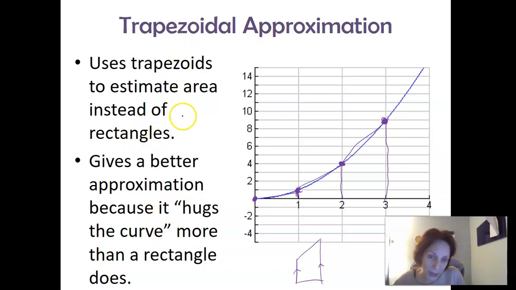Notice here, if I filled it up with trapezoids, this idea of extra space and space being left out really shrinks down quite a bit when you are just connecting one endpoint to the next endpoint of an interval. And you can imagine that if you made your trapezoids even smaller, it would hug the curve even tighter.